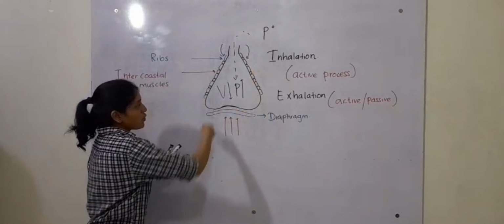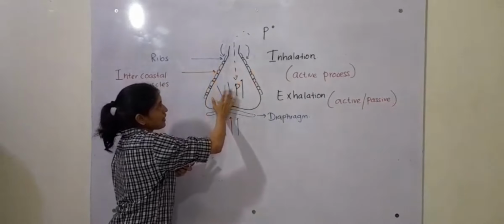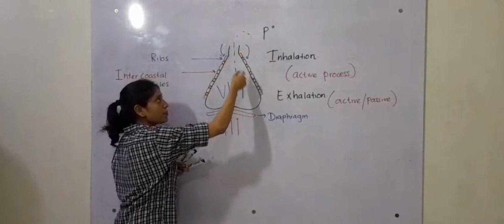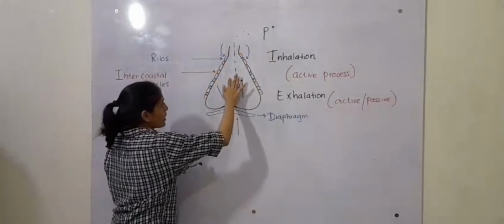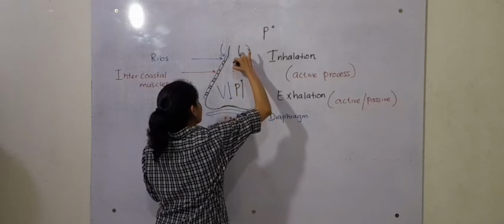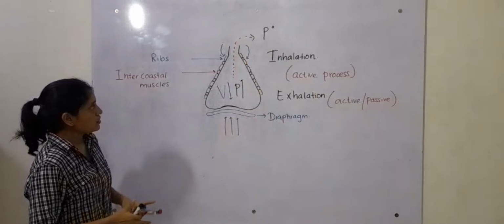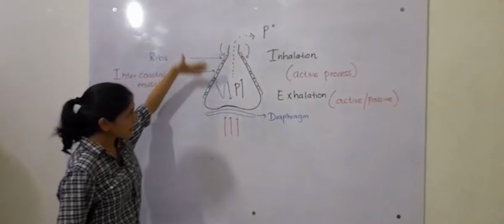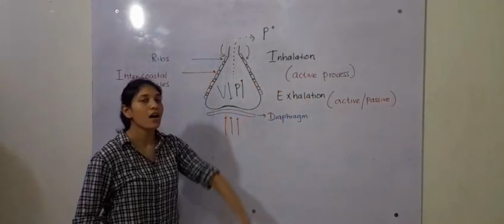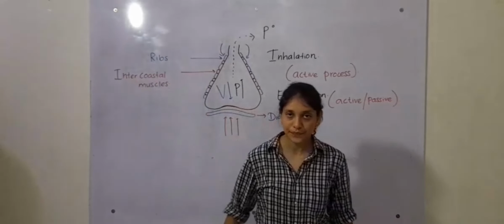Then what happens, people? When the pressure in this cavity increases, the air within this cavity moves out. Why is that? Because air travels from high pressure to low pressure. So air will move out of your lungs, and thereby expiration happens. Understood? During inhalation you take air into the lungs, and during exhalation you expire, taking the air out of your lungs. So this is your ventilation mechanism, people. Hope you understand.